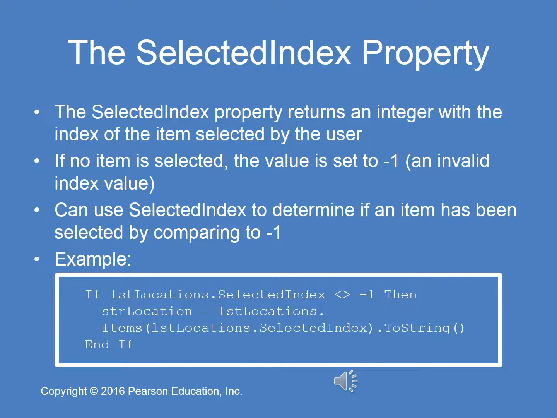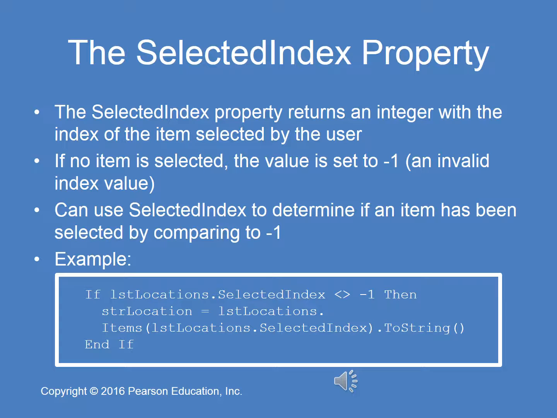The SelectedIndex property returns an integer with the index of the item selected by the user. Now remember, this is a zero-based indexing system, so if the user selects the first item in the list, it's going to return a 0. And if no item is selected, the SelectedIndex property returns -1.